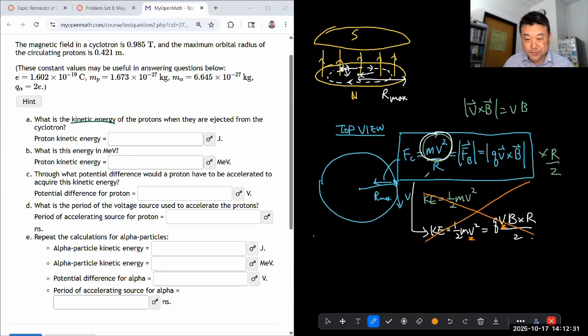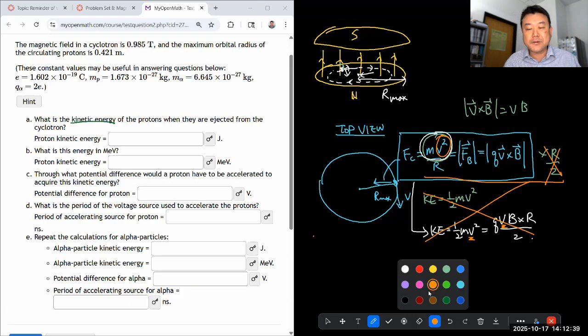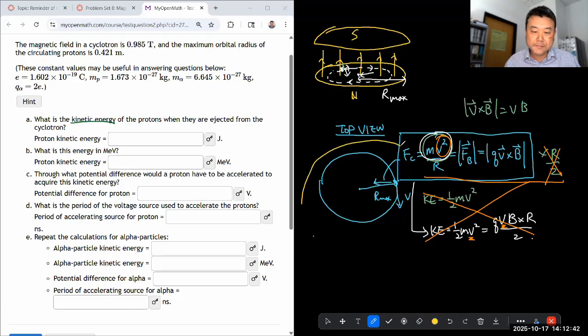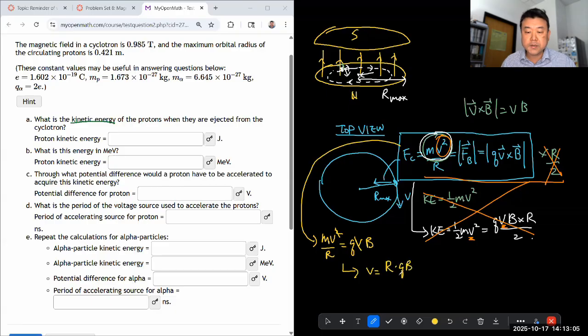Really the thing I should do is take this expression here, don't do this, just solve for v. So let me write down the clean expression: mv squared over r is equal to qvB. Now I can simply solve for v. Cancel out v here. So solving for v, I'm going to move m and r over to the other side. It's going to be r times qB divided by the mass of the particle.